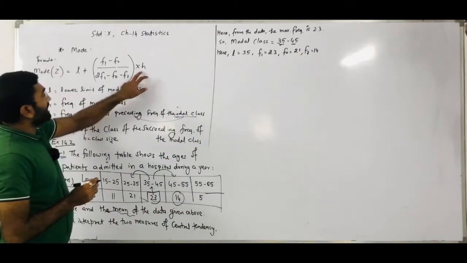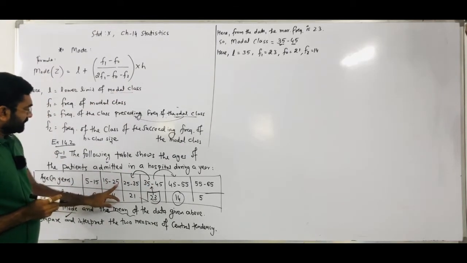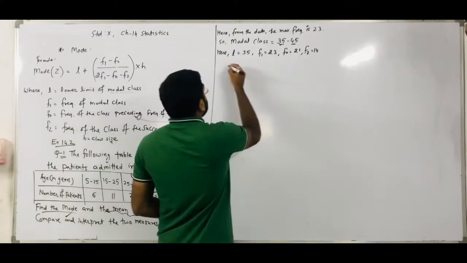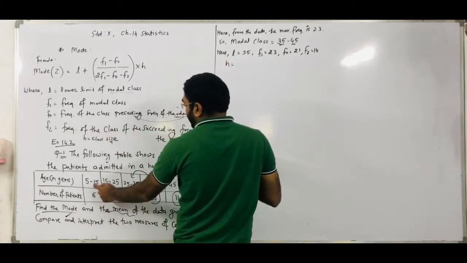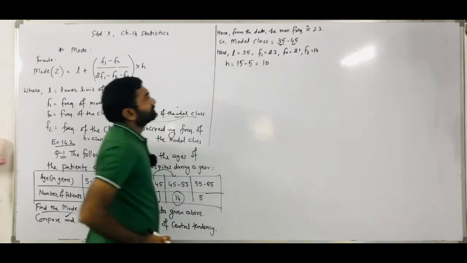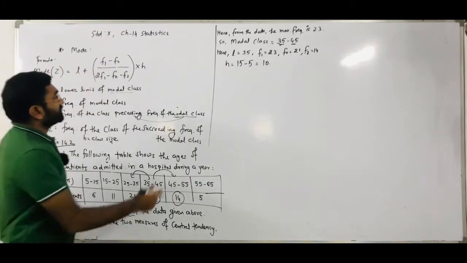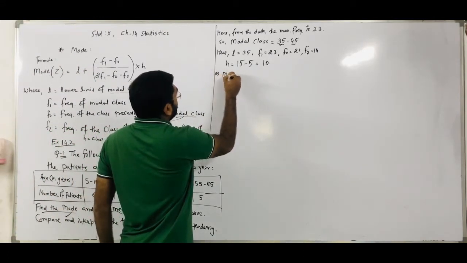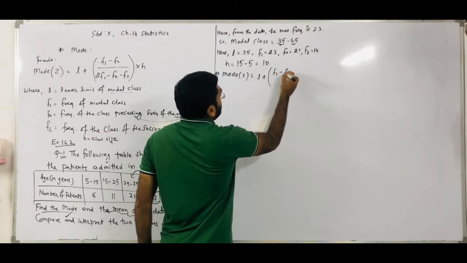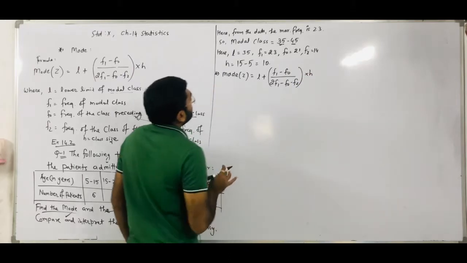The last value we require is H, the class size. Observe that this is a continuous class, 25 to 35, 35 to 45. In a continuous class, we define the class size from the first class as upper limit minus lower limit, so 15 minus 5. Now we apply the formula for finding the mode: Z is equal to L plus (F1 minus F0) upon (2F1 minus F0 minus F2) into H. We put all these values here.